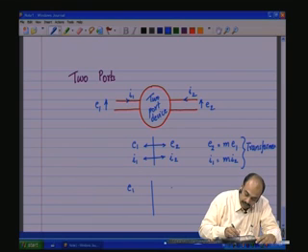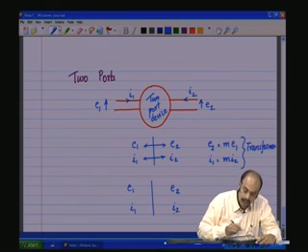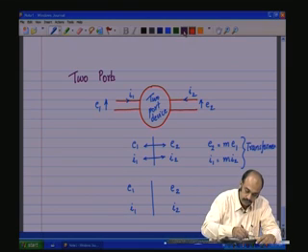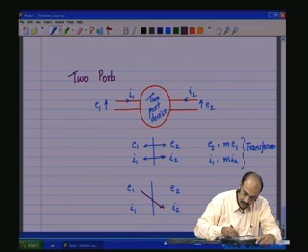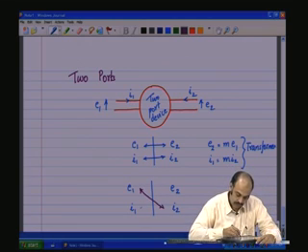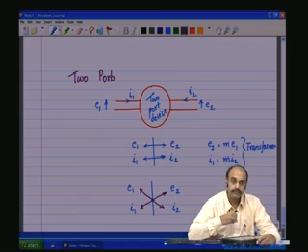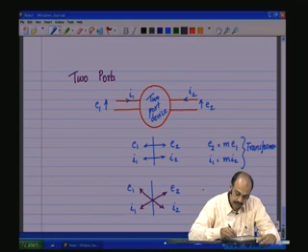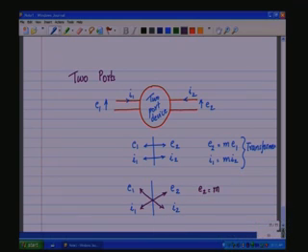There is another way in which the port variables can also be related, that is crosswise. That is, E1 and I2 can be related, I1 and E2 can be related. That is, E2 is equal to M I1, E1 is equal to M I2. So, this cross linking of variables, that is potential variable on one side linked to the kinetic variable on the other side, such devices are called gyrators.